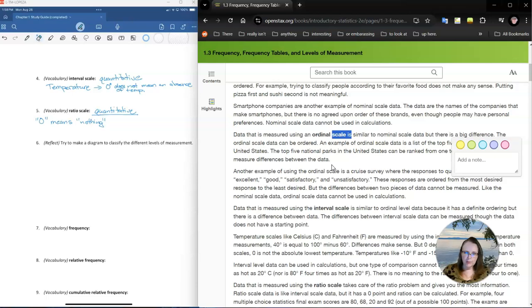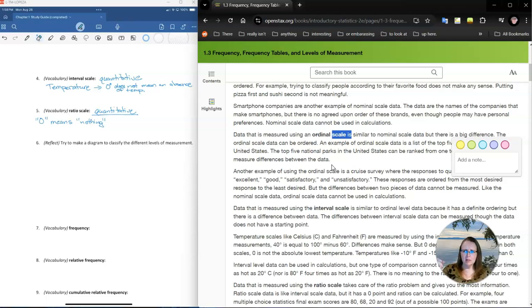So when we're looking at temperature, not only does 0 not mean the absence of temperature, because it can definitely get colder than 0, but 0 degrees Celsius means something different than 0 degrees Fahrenheit. So 0 isn't even consistently applied.